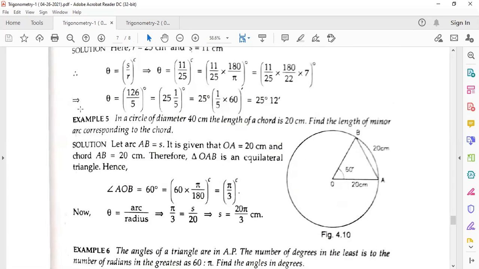Now look at here, we are taking another example. In a circle of diameter 40 cm, the length of a chord is 20 cm. Length of a chord, this is the BA chord, is 20 cm. Find the length of minor arc corresponding to the chord.